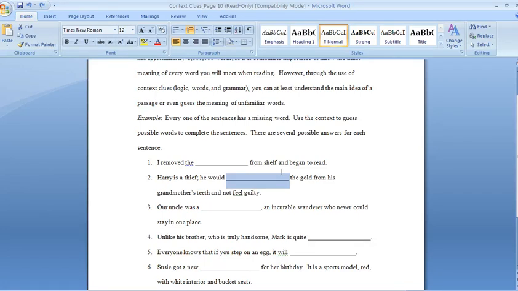Now when you're reading in a book, the words aren't missing, but you're using the context to guess the meaning of that new word.